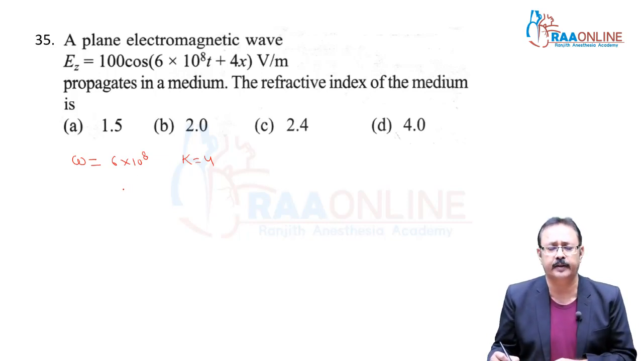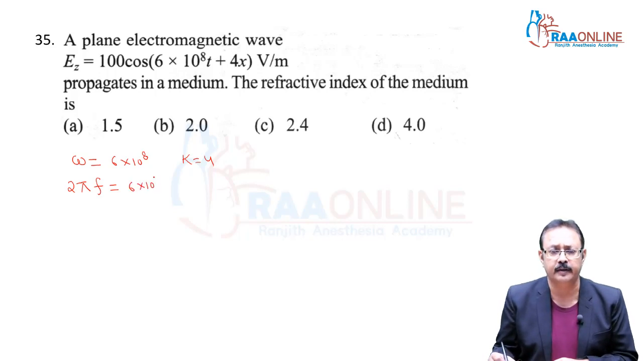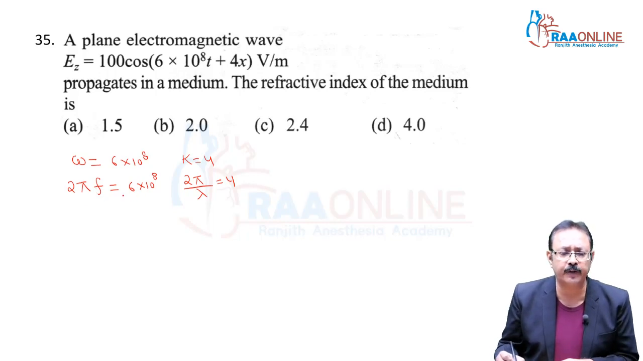So what can we calculate? With omega, you are able to calculate the frequency of light in this medium in which the wave is propagating. 6 into 10 to the power 8, all in volt per meter, means SI units we are using. With the help of k, you are able to calculate lambda. With the help of f and lambda, we are able to calculate speed in the medium. v is equal to f into lambda.